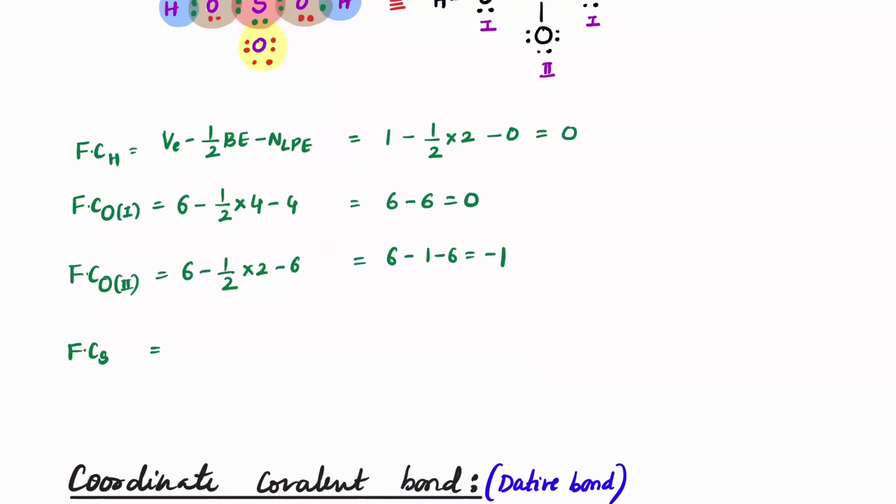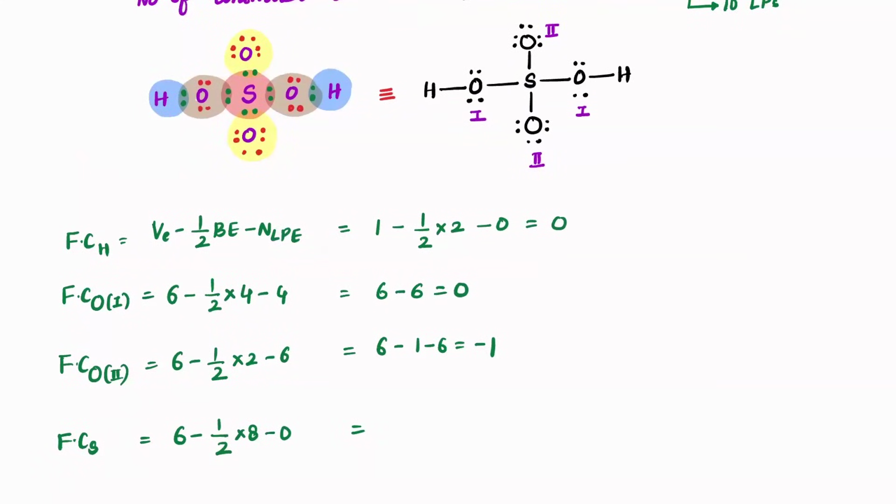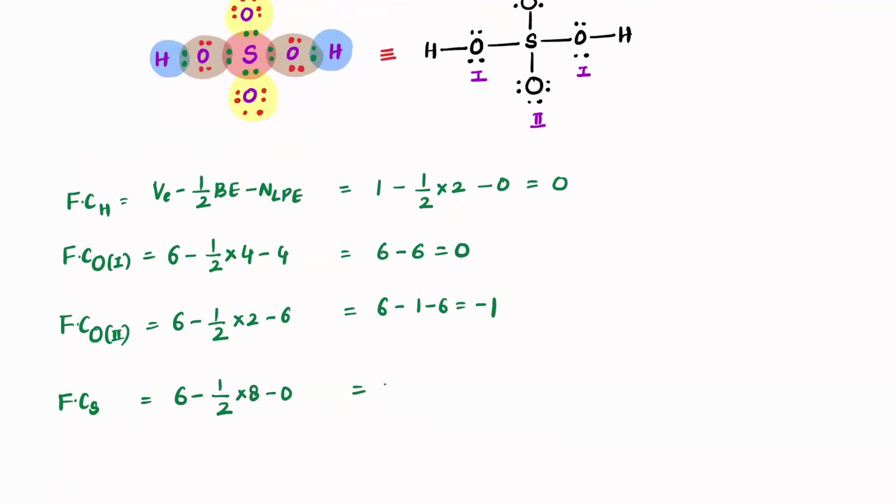Formal charge of sulfur is 6 minus half into number of bonded electrons. How many bonded electrons? 2 here, 2 here, 2 here, and 2 here. Total 8, minus 0 lone pairs here. So that makes it 6 minus 4, which is plus 2. So the charge on the sulfur is plus 2, guys.